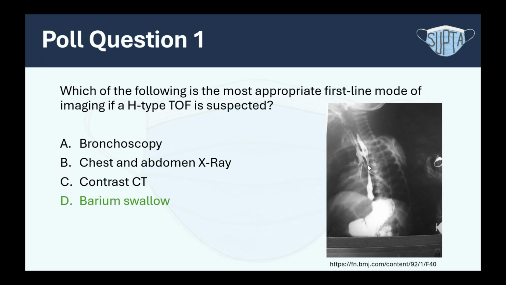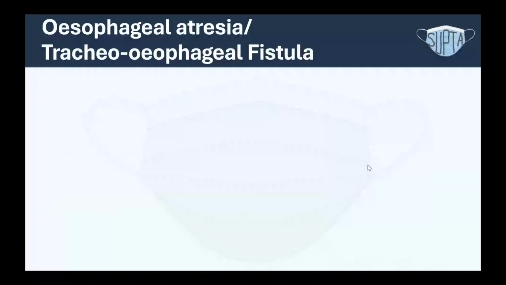Now, why wouldn't you go with the other options? While a contrast CT can pick up a type E fistula, it isn't going to be the first line. However, if the barium swallow is incomplete, you might end up going with a bronchoscopy. But because my question was first-line mode of imaging, the X-ray from the previous slide is not going to be suitable, because it's just not going to be picked up by an X-ray.